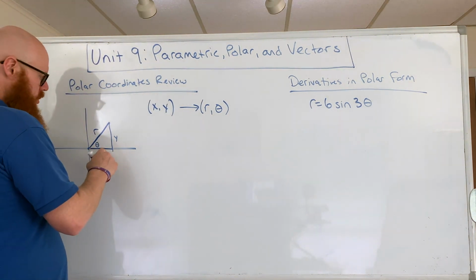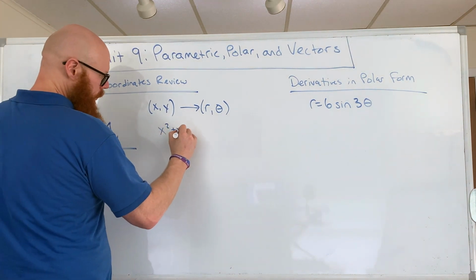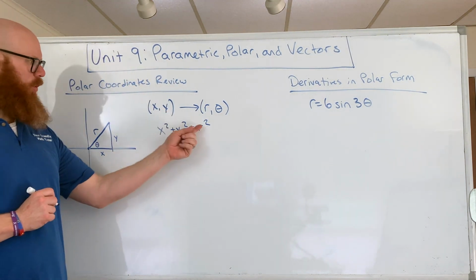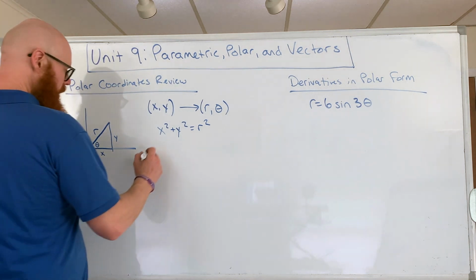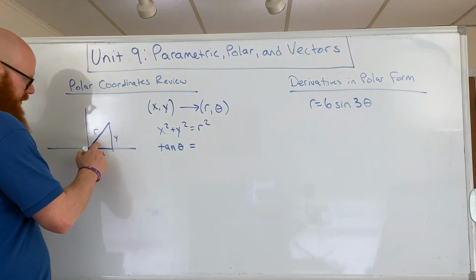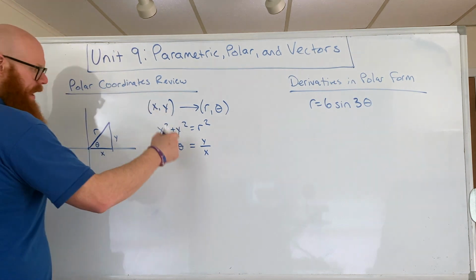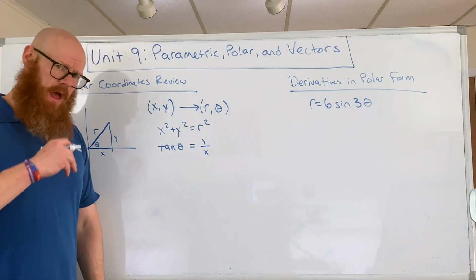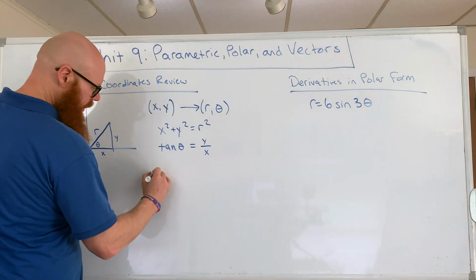Those formulas are just Pythagorean theorem. So x squared plus y squared equals r squared. This is if you have x and y and you want to find r. That's how you're going to do that. And then theta: if you do the tangent of theta, that's going to equal y over x. So again, if you have y and x, you can easily find theta by doing the tan inverse of y over x.